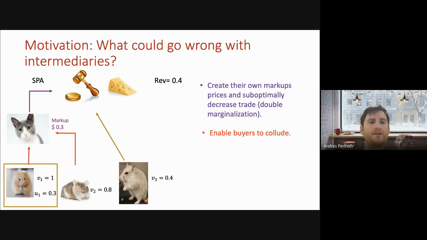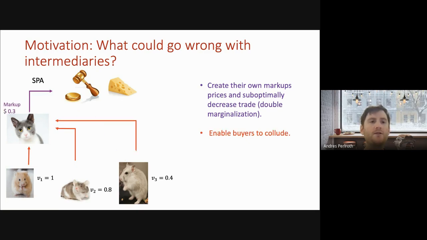Now, to take this example to an even more extreme case, let's consider the case where all three buyers are represented by an intermediary. In this extreme situation, there's no competition in the final auction, as the intermediary is going to submit only one bid. So in this extreme case, the seller's revenue is going to be zero. It's going to sell the cheese for a very tiny amount.